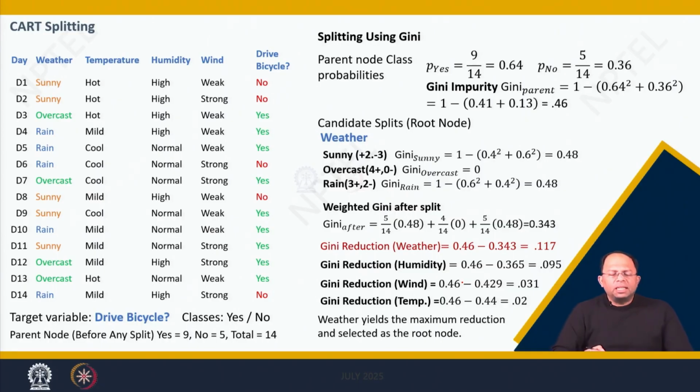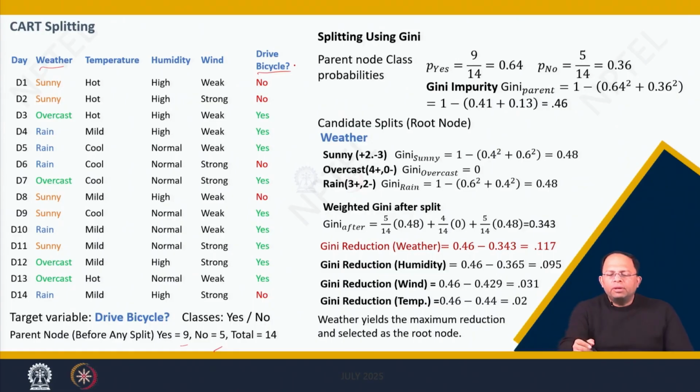We are using the same data set as earlier. We have 14 examples, 9 yeses and 5 nos. Again, we are trying to determine, in a situation where we know the weather, temperature, humidity and wind, will I choose to ride a bicycle or not? So again we are trying to determine which are the parent nodes at the beginning. Obviously, before we do that, we have to find the Gini impurity value for the parent before we even start splitting.